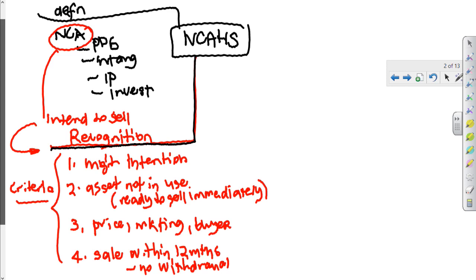For your purposes, they will almost always tell you this is when the criteria is met. But when you get to honors, they just give you big stories, and you have to figure it out, isn't it? But a big one for this is this asset not being used. It has to be an asset that's not being used. If an asset's being used, it must stay in PPE and it must be depreciated.